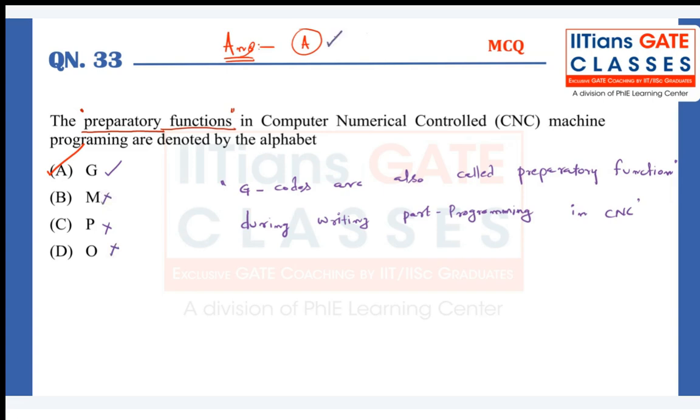Hope you understand. Now whatever the note instructions I gave you in the class, just go through that carefully so that you will be able to understand very clearly. Now let us move to the next question.